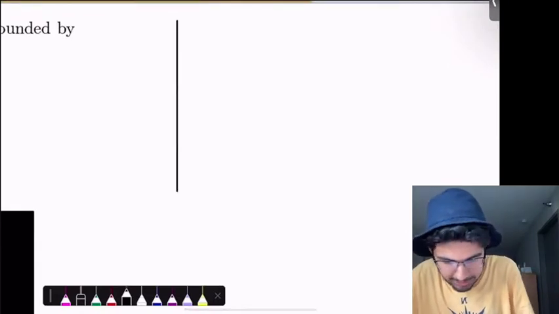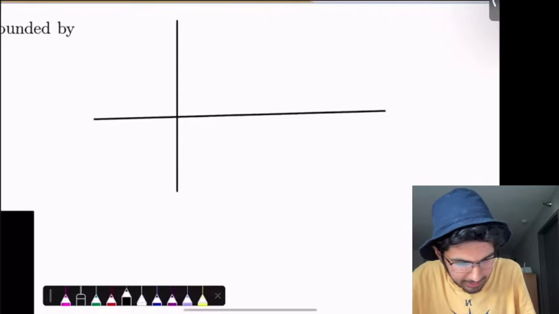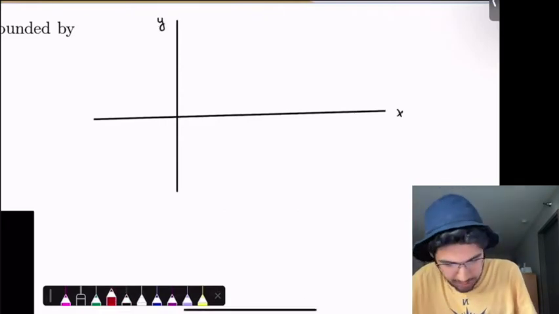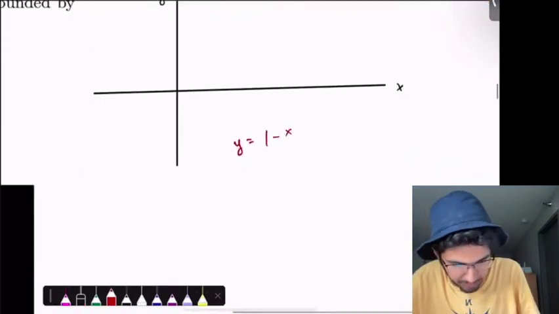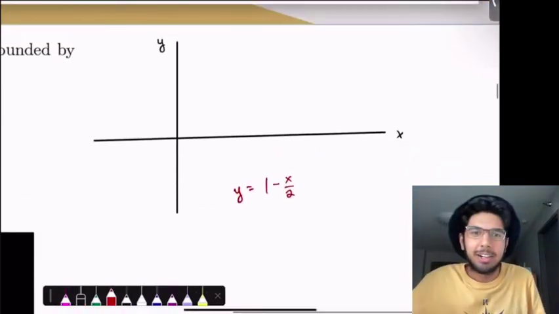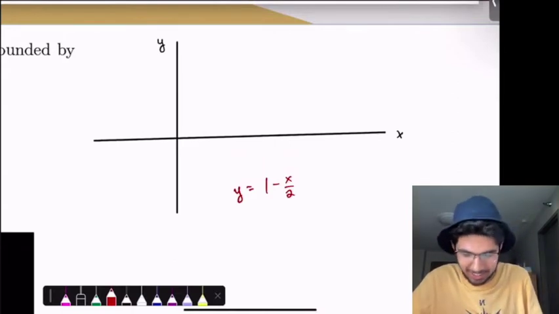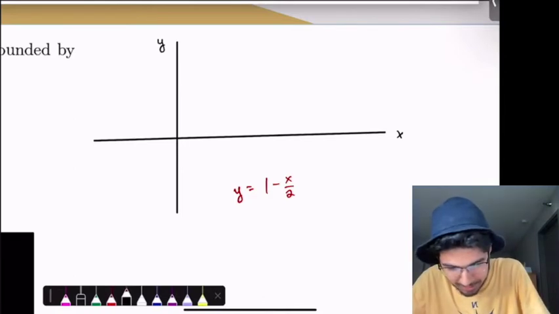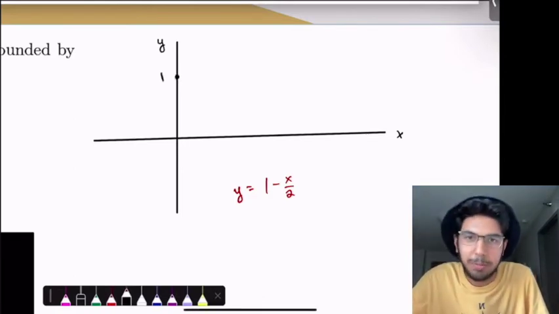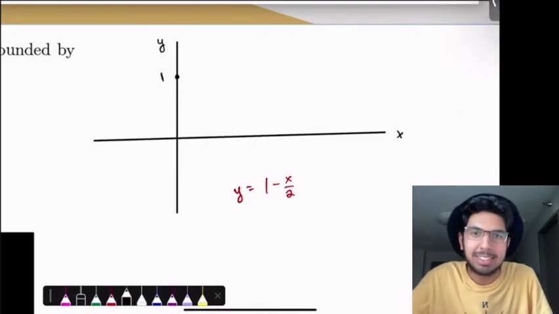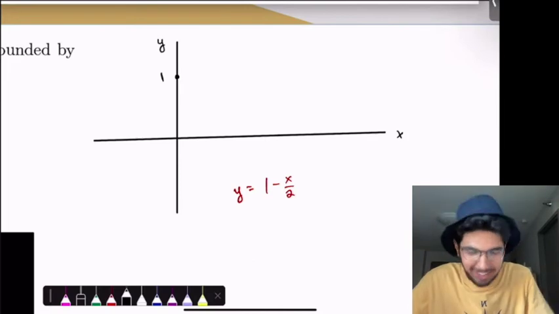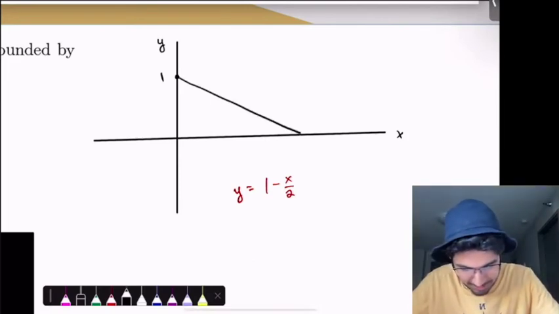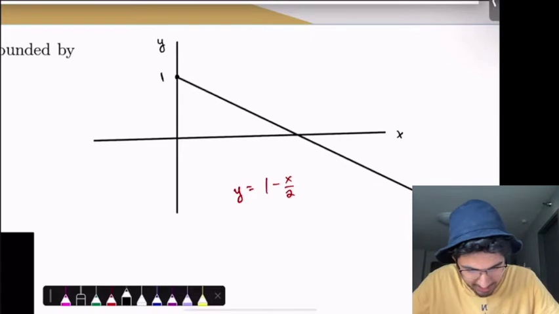That'll be my y-axis. This will be my x-axis. And first we have y equals, oh man, I already forget, 1 minus x over 2. So you can find your points of intersection. Actually, I think we will do that. We know that the y-intercept of the line is at y equals 1. And then the slope is negative 1/2. So you go down 1 and over to the right 2. So it's actually going to be something like this, right?